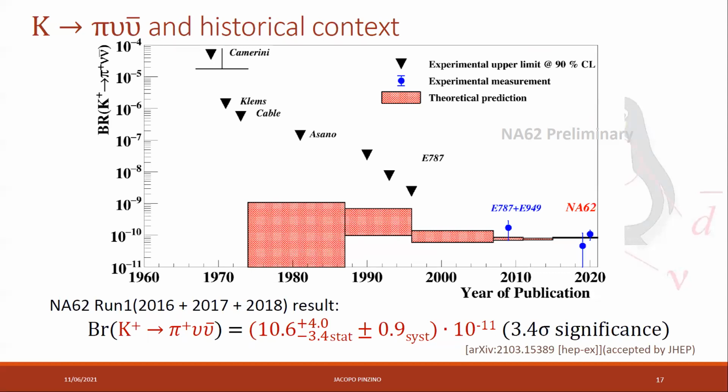We get 10.6 +4.0 −3.4 for the statistical error, ±0.9 for the systematic error, times 10 to the minus 11. You can see that it is the best measurement obtained so far. You can see that all the experiments used to measure this decay always did better, before, with the upper limit than the first measurement done by the experiment, and that this result means the best one.